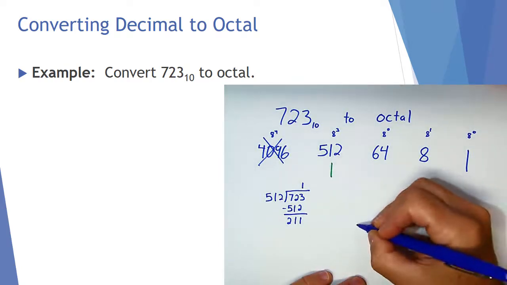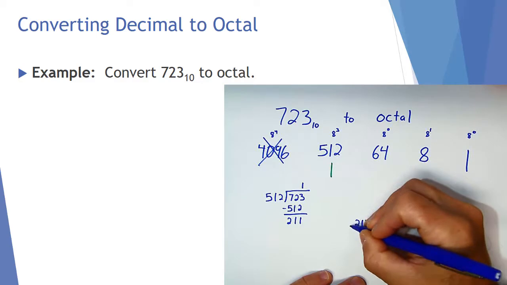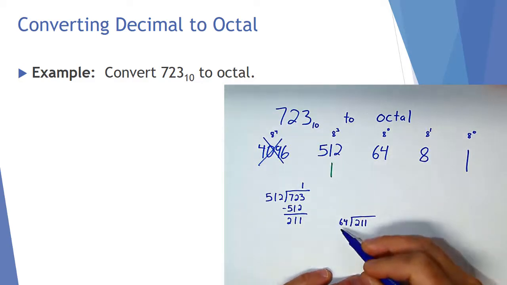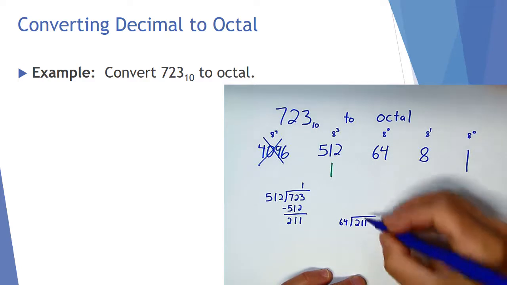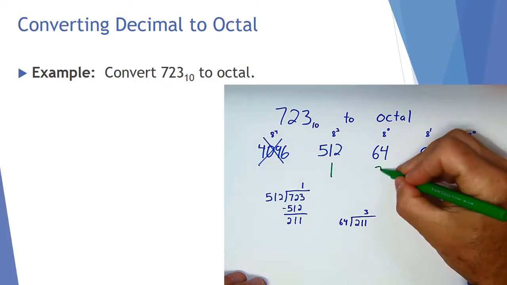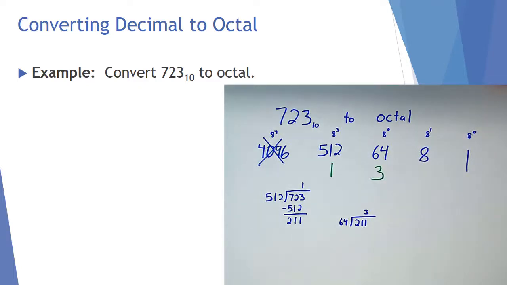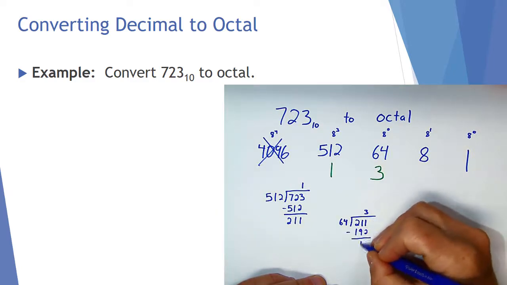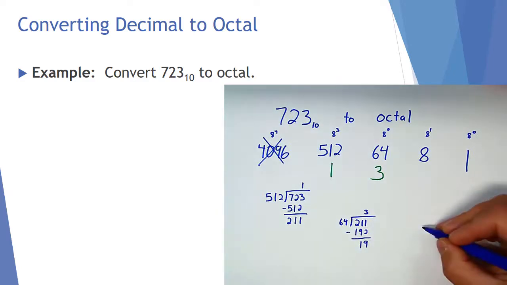That rolls into our next step. So 211, we're going to see how many times 64 goes into that. 64 goes into 211 3 times, and so our next digit's a 3. What's our remainder? 3 times 64, that's 192, and if we subtract, we get 19. That leads into our next step.